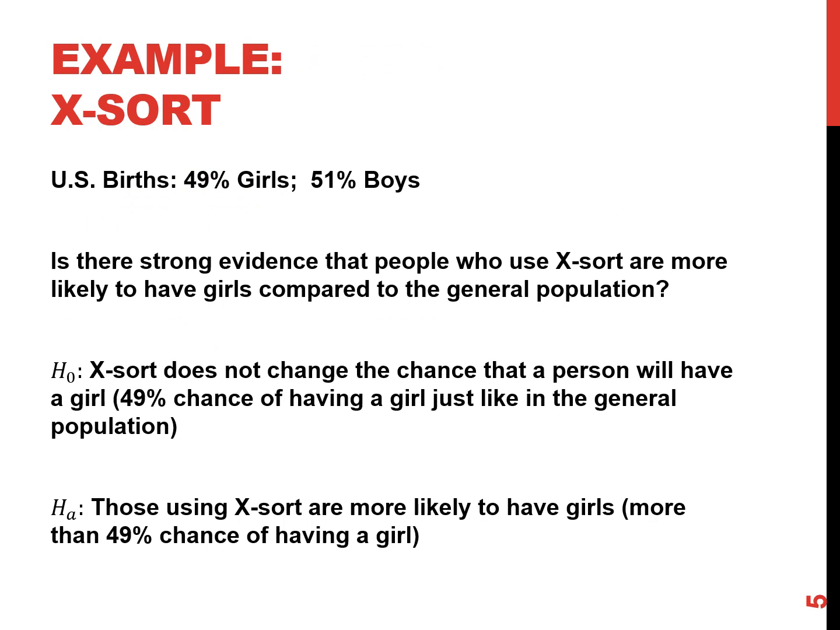An example: we looked at the XSort procedure last week, and we saw that if we wanted to find out if there's strong evidence that people who use XSort are more likely to have girls compared to the general population, our null hypothesis was that XSort does not change the chance that a person will have a girl, that they would have a 49% chance, just like in the general population. And the alternative hypothesis, remember, was that XSort does make people more likely to have girls, that they would have a more than 49% chance of having a girl if they use the XSort procedure.